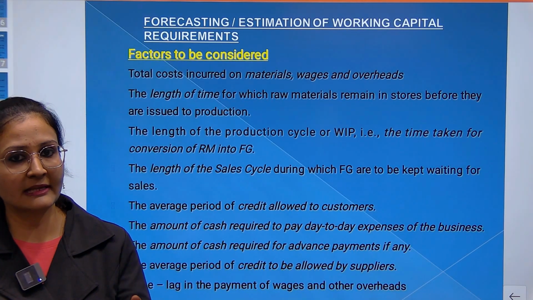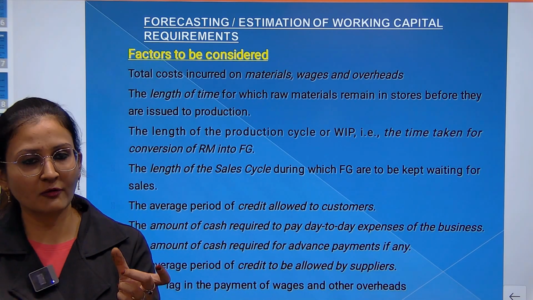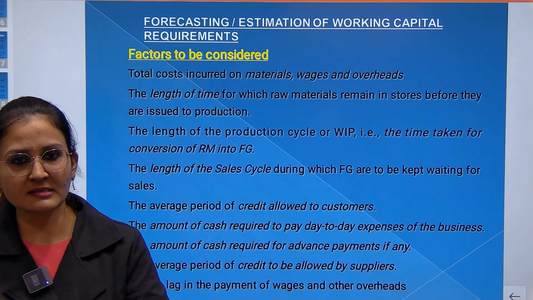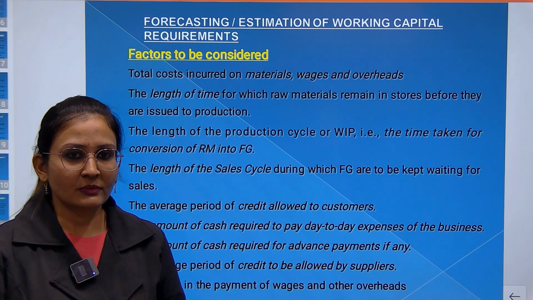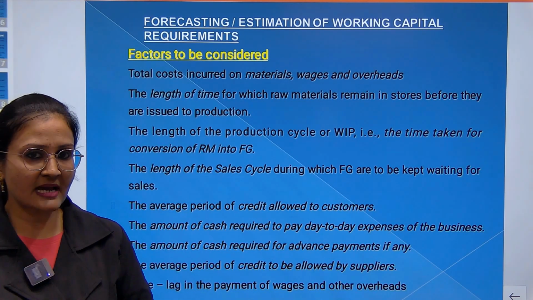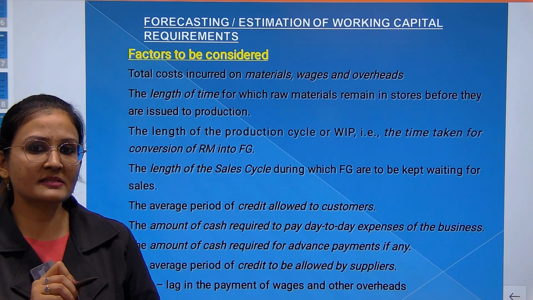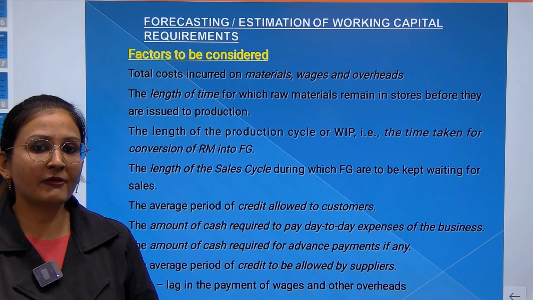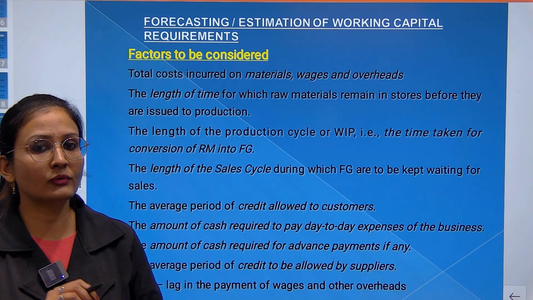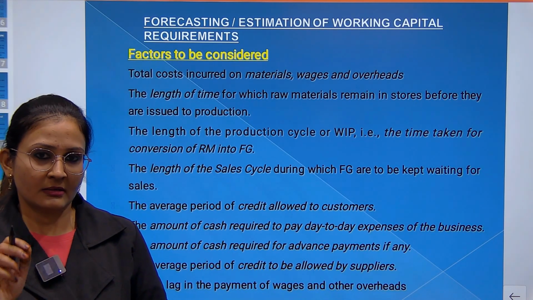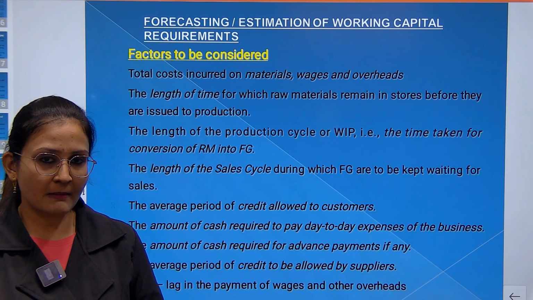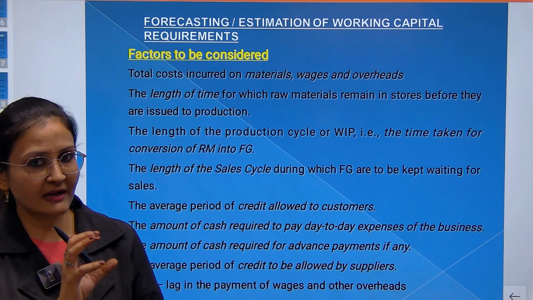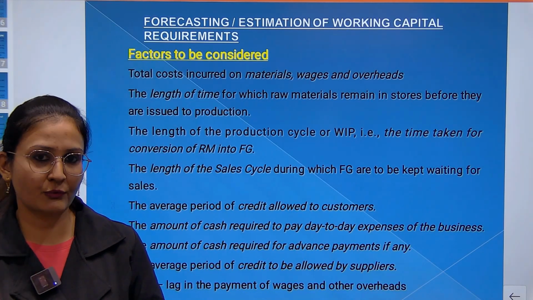Okay, so here the length of production, or the conversion of raw material into finished good, is mandatory. Now, the length of the sales cycle, during which finished goods are to be kept awaiting sale. Next, the average period of credit allowed to customers. If you have paid any amount to your customer, then it will also be calculated under working capital requirement.